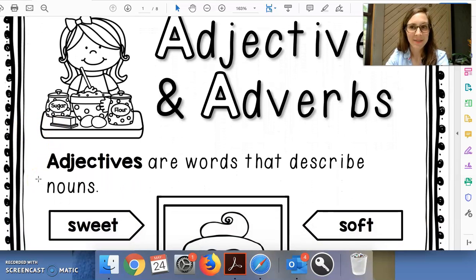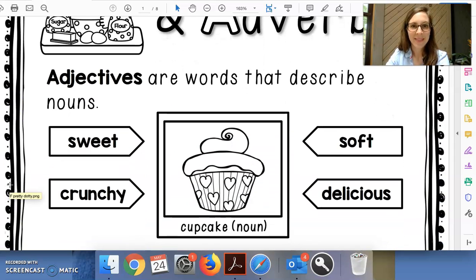So adjectives are words that describe nouns. And a noun, as you know, is a person, a place, or a thing. So the thing that we have here is a cupcake. And how could we describe that cupcake? What kind of cupcake is it? Think about our senses. Does it taste sweet? So we could say it's a sweet cupcake.